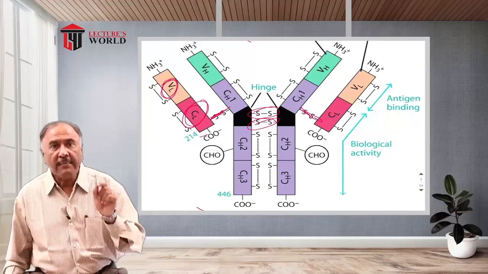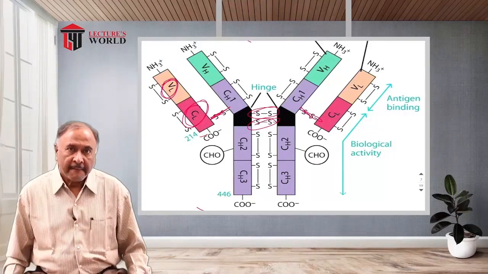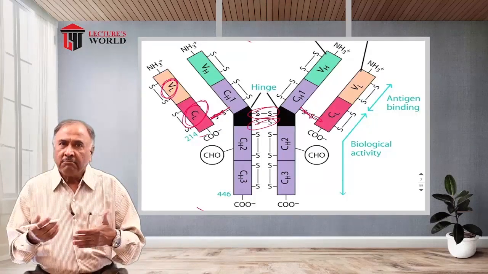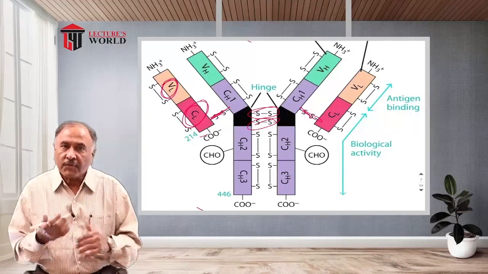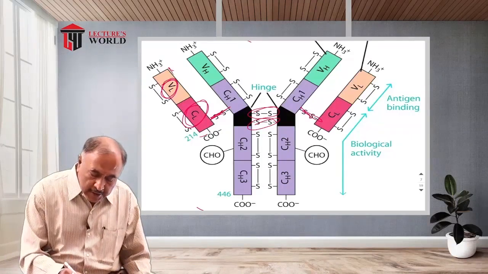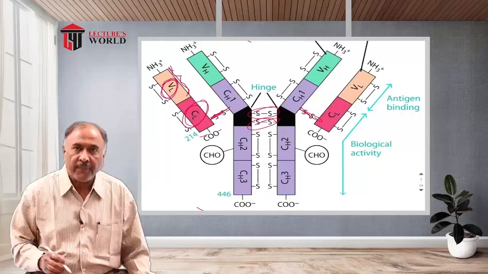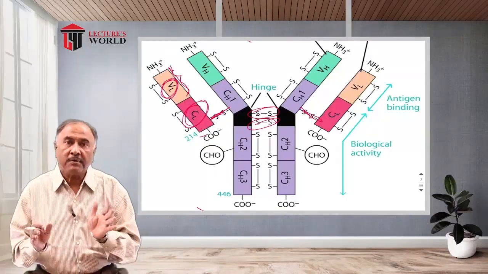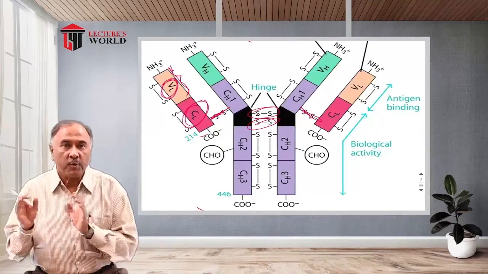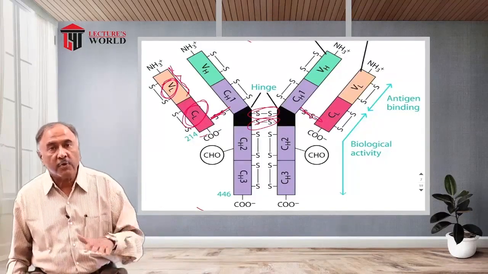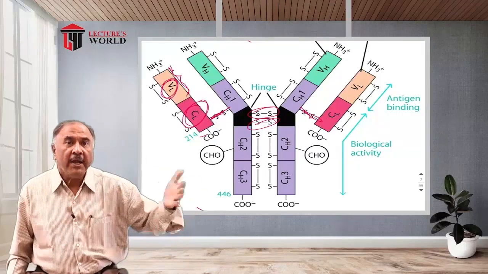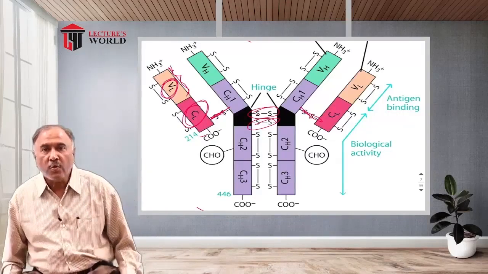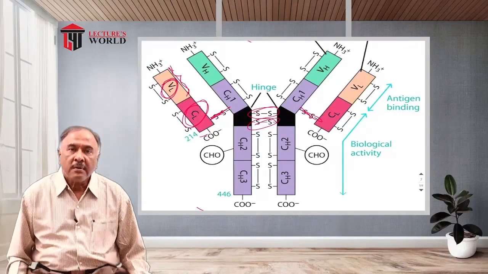Now, as the name indicates, what do you mean by variable? Variable means it must be changing. So, the amino acids located in this region, they change depending upon the type of immunoglobulin, depending upon the immunoglobulin produced by different immunogens. So that is why it is known as variable.